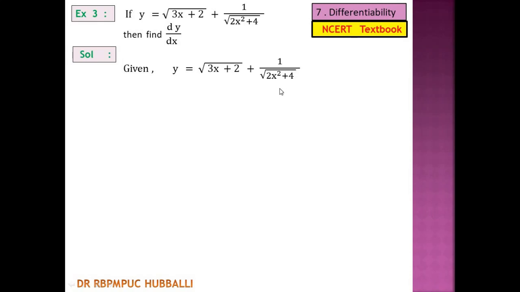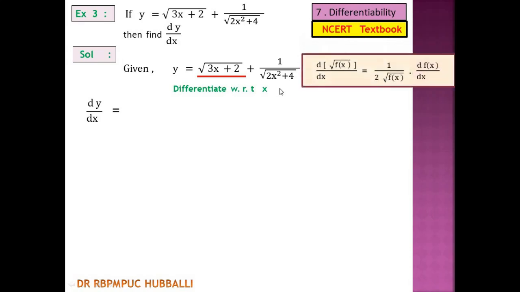Okay, differentiate with respect to x. Now write dy by dx is equal to, let me recall that the root f of x derivative. So the root f of x derivative is given by 1 by 2 root f of x into d by dx of f of x. Okay, this is the formula. Already I discussed, so just recall this one and write.